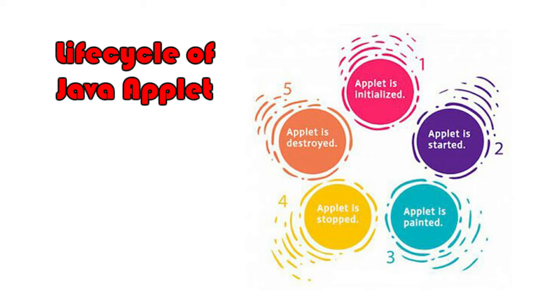Here is the life cycle of an applet. Step 1: the applet is initialized. Second, it is started. Third, it is painted. Fourth, it is stopped. And fifth, finally it is destroyed.